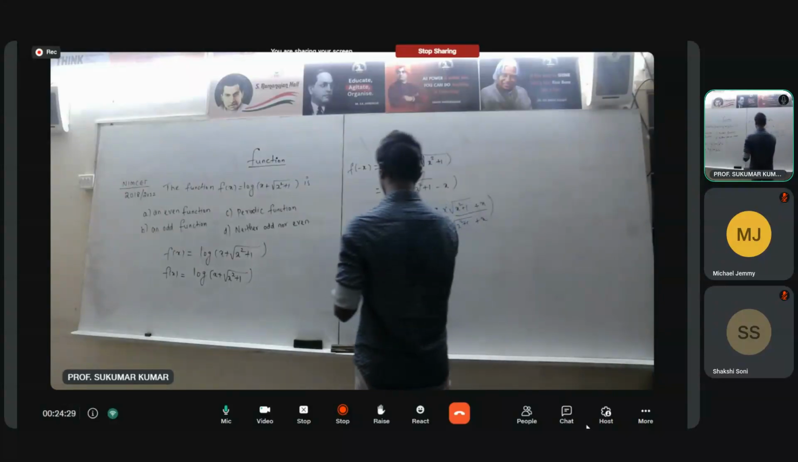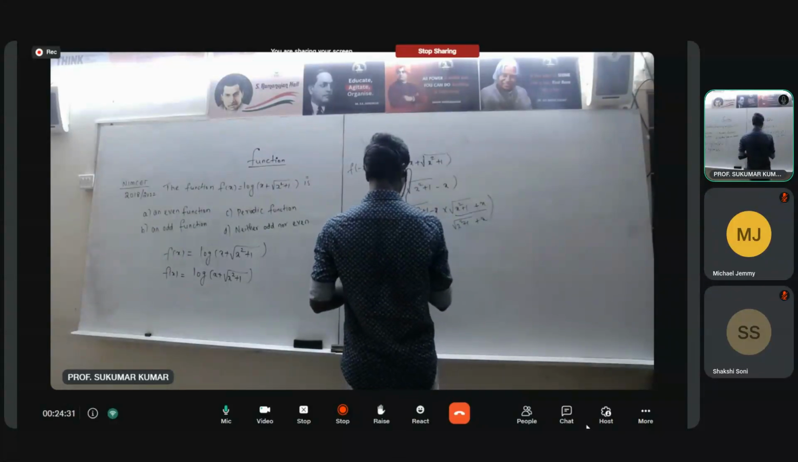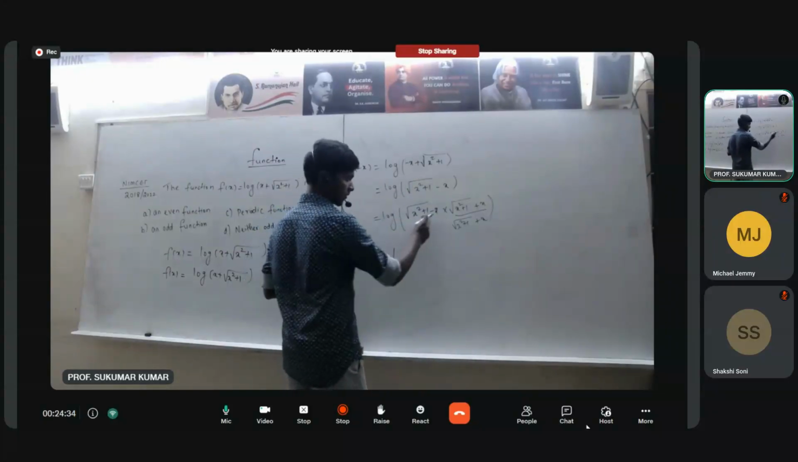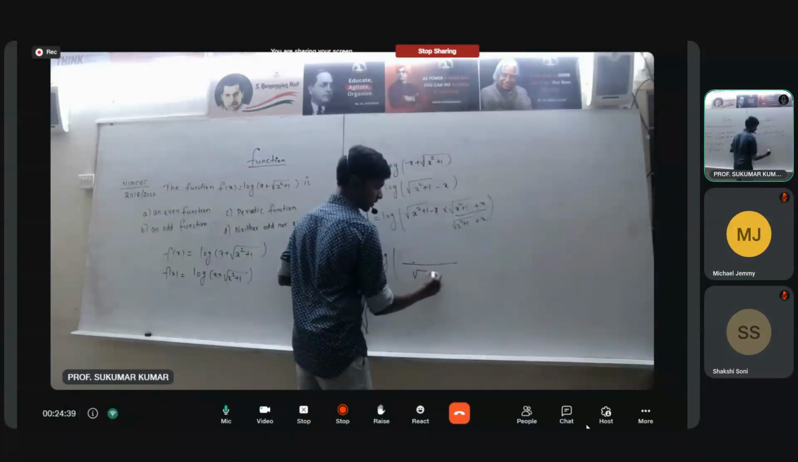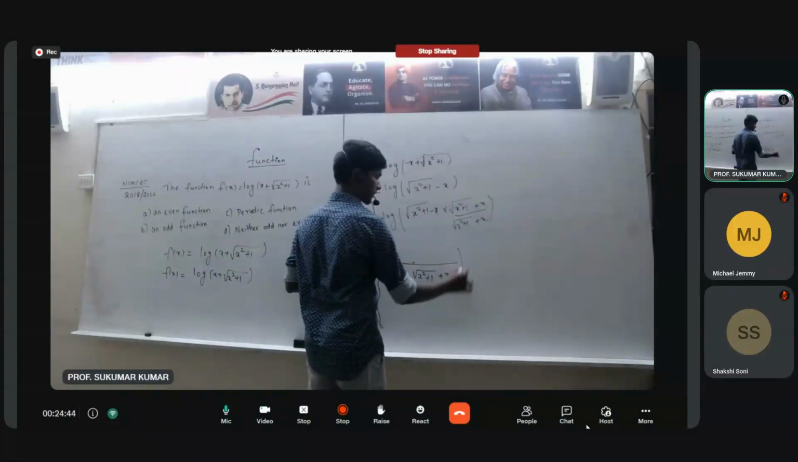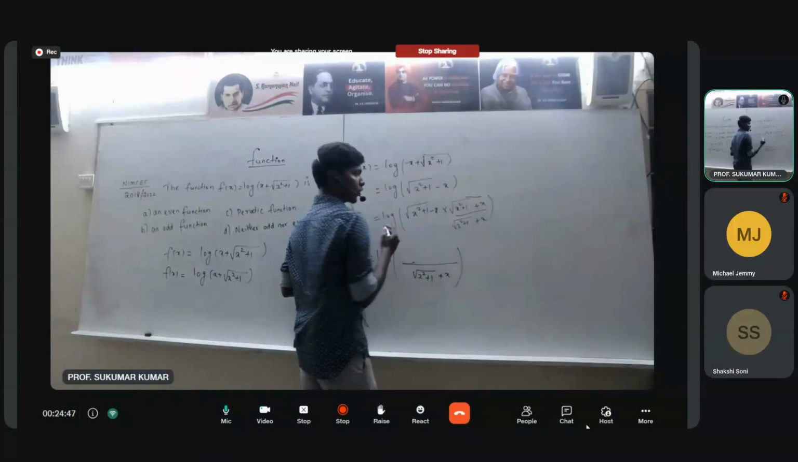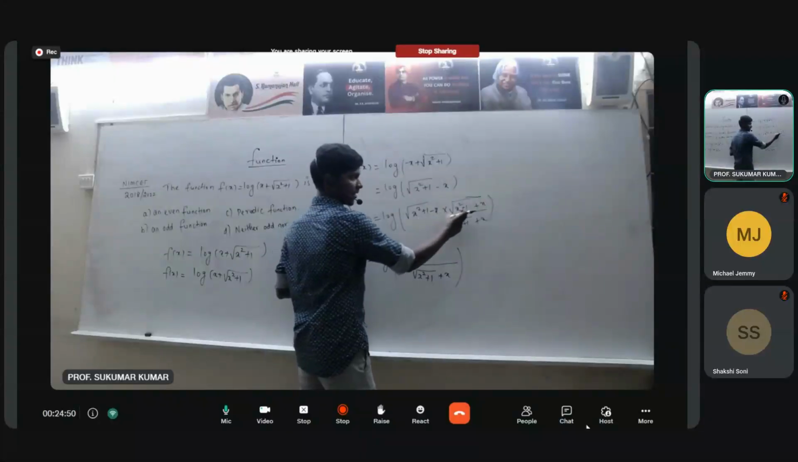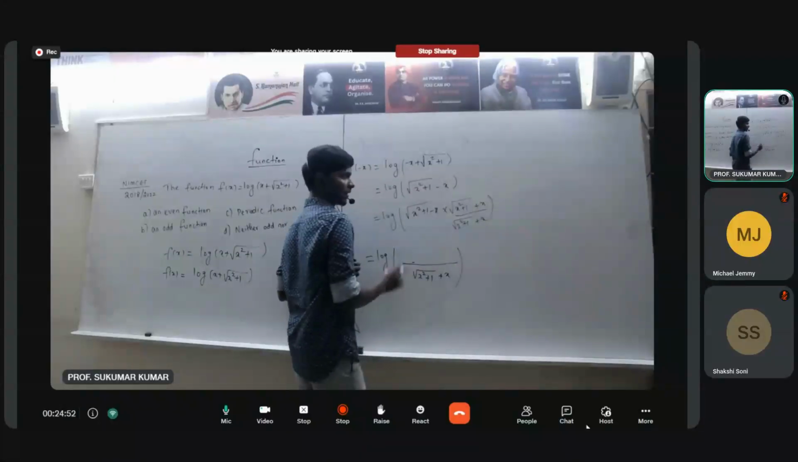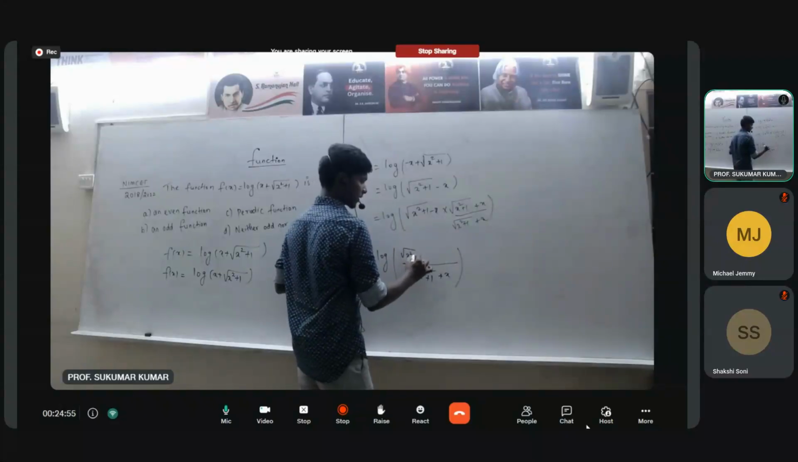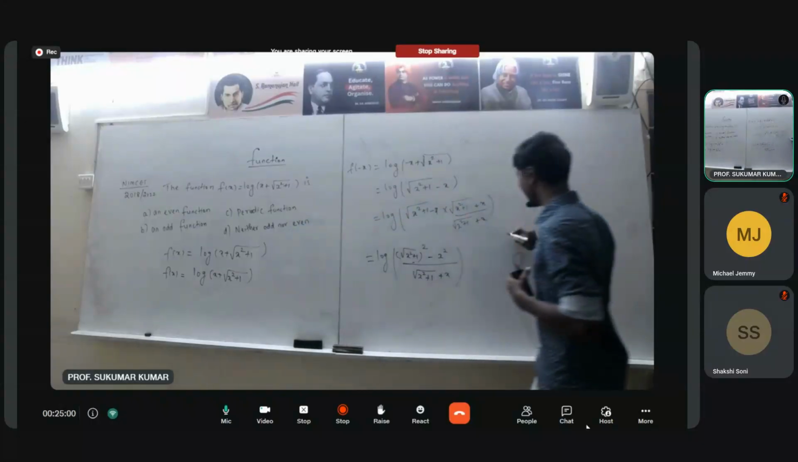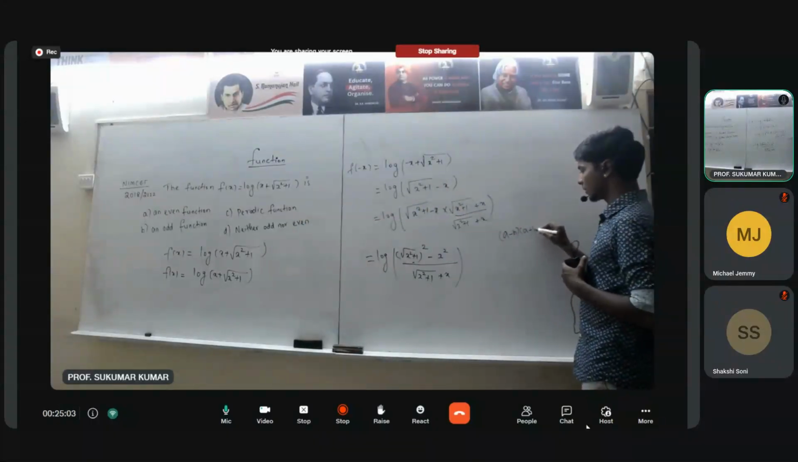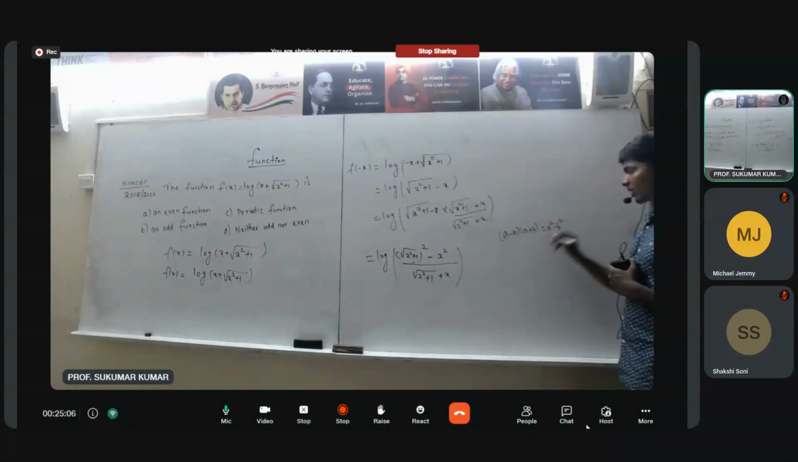Okay. So now what we have? Log, multiply only, so here we have only 1, nothing but whole divided by root x square plus 1 plus x. And in your numerator, this is a minus b, a plus b. So it is a square minus b square, because in the formula a minus b into a plus b is a square minus b square.